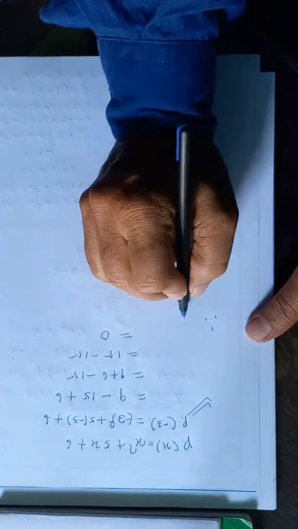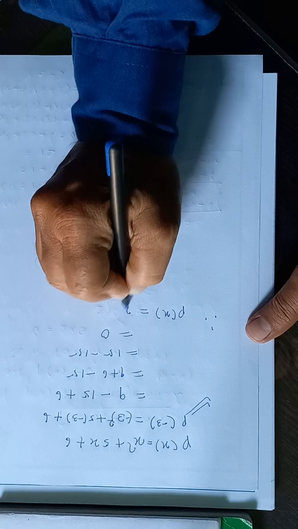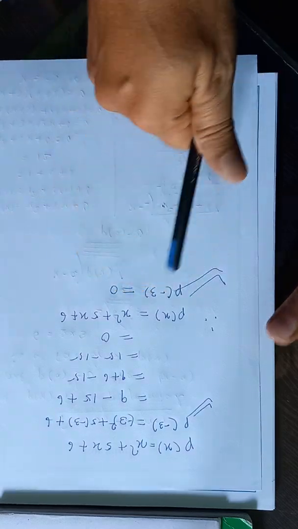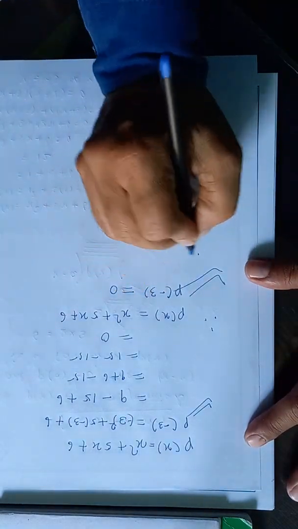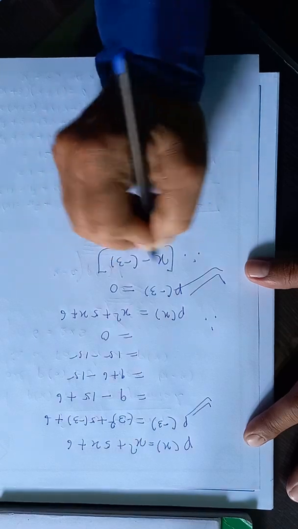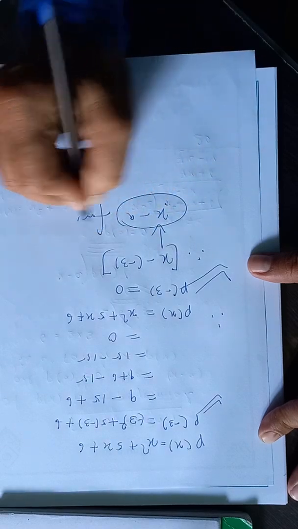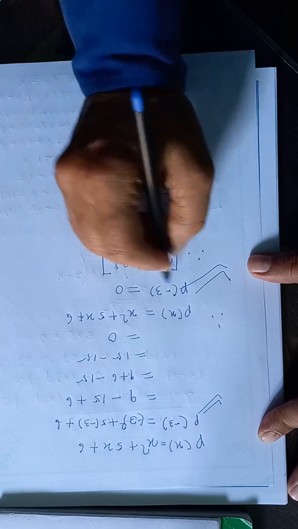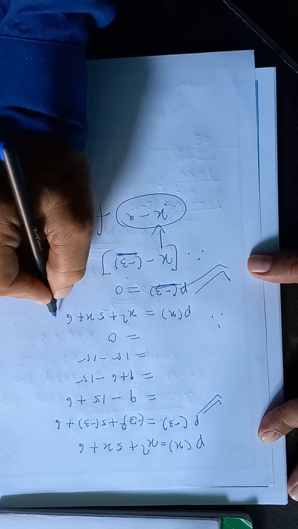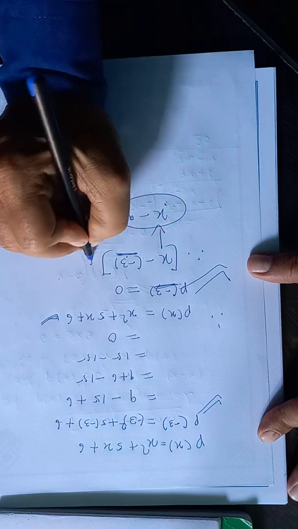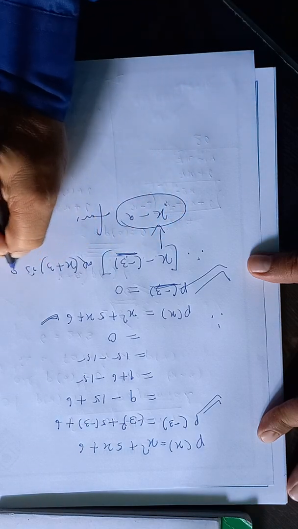Suppose this is not given to you, but it is given that p of x is a polynomial, that is x square plus 5x plus 6, and p of minus 3 is coming 0. Since p of minus 3 is 0, we know that x minus of minus 3 is a factor. That is the x minus a form. So this is x minus a, and p of a is 0. If p of x is a polynomial and p of a is equal to 0, then x minus a is a factor. So x plus 3 is a factor of p of x. Understood?